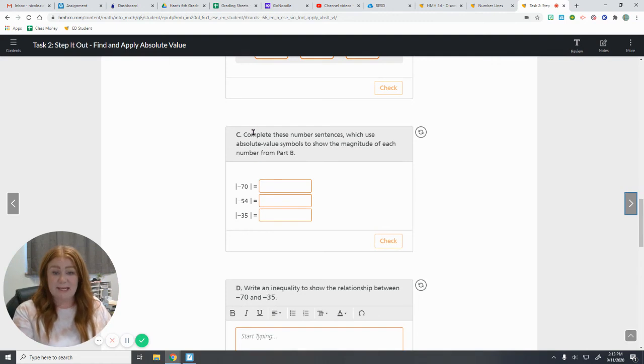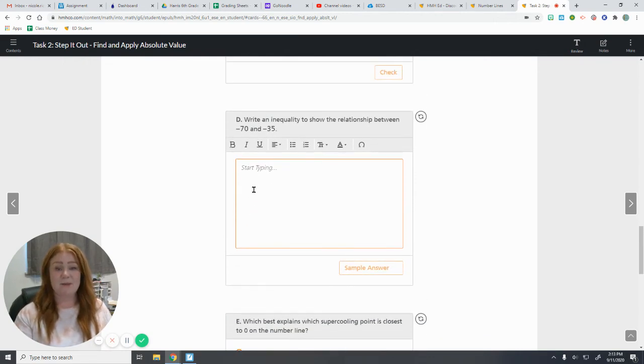Okay, part C, we're going to complete these sentences. We've got our absolute value symbols, and we're going to show the magnitude of these. So to get from -70 to 0 takes 70 units. Go ahead and pause the video and see if you can finish part C.